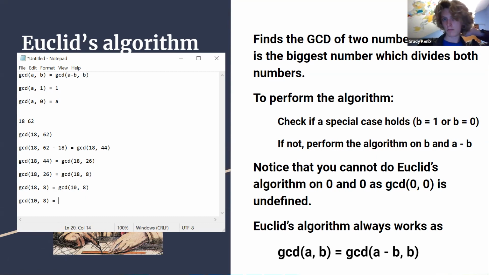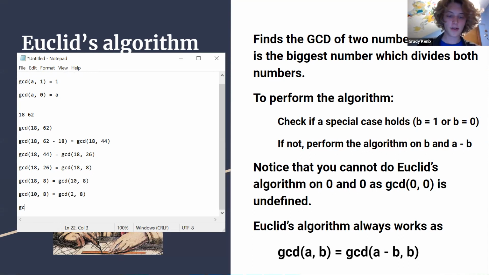At this point, I've done it quite a few times. Who knows what the next step is going to be? You guys, too good. Absolutely too good. Neither of them are 1 or 0, of course, so we go to 10 minus 8, which is 2, and we keep the 8. Now, again, 2 and 8.